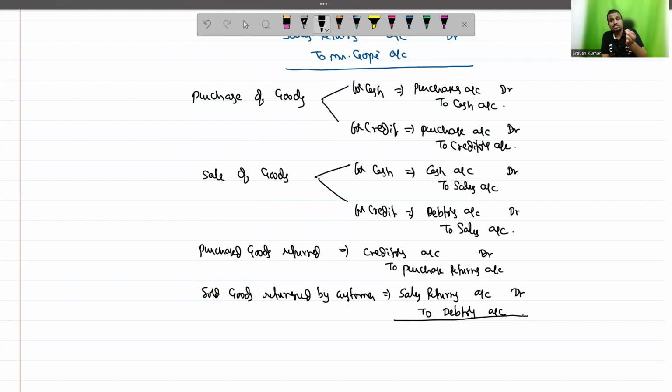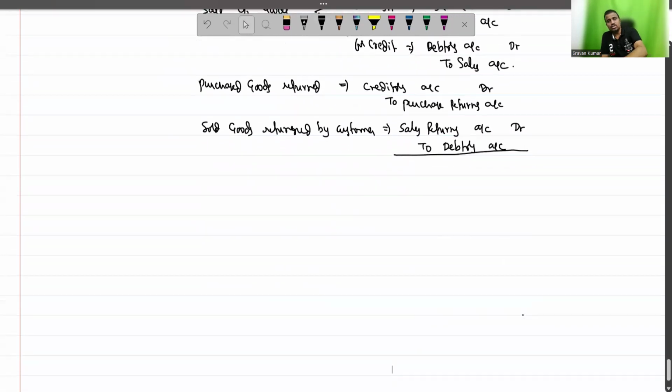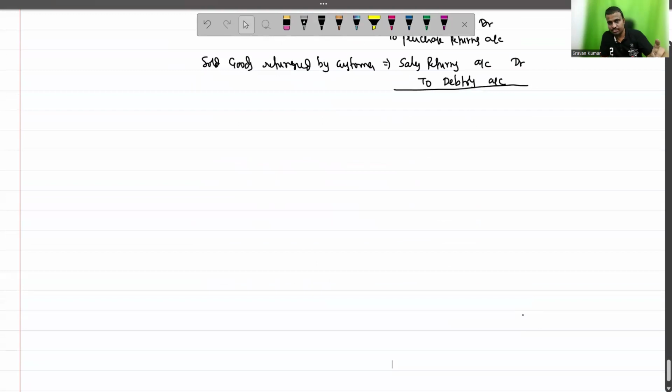And if the transaction is not relating to the goods, like plant and machinery purchased, land and building purchased, or furniture purchased, there don't use the word purchases account. If those are sold, don't use the word sales account. There you have to use the name of the corresponding asset account. If the land and building is purchased, then use the word land and building account only. If the land and building is sold, use the word land and building account only. Don't use the word purchases account or sales account.